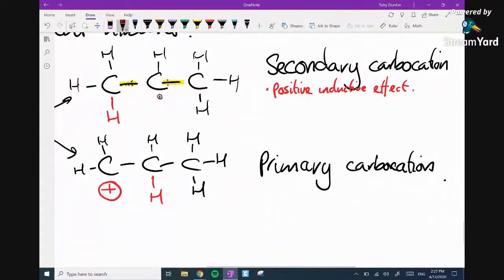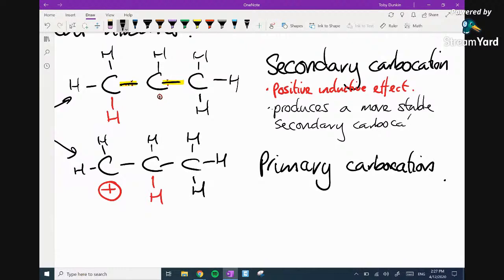So the positive inductive effect produces a more stable carbocation. It produces a more stable secondary carbocation. Whereas the primary is less stable. Less stable. Only one positive inductive effect from one carbon doesn't have much of an effect.